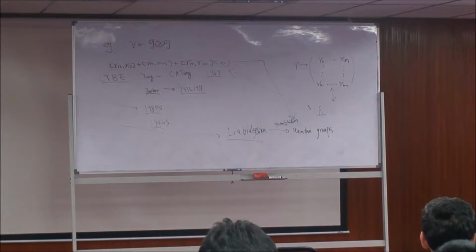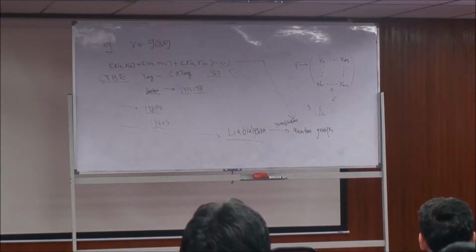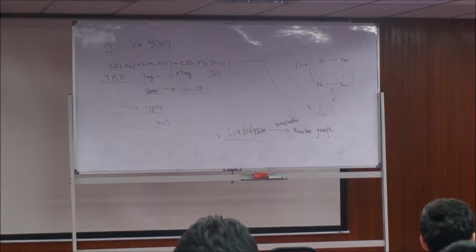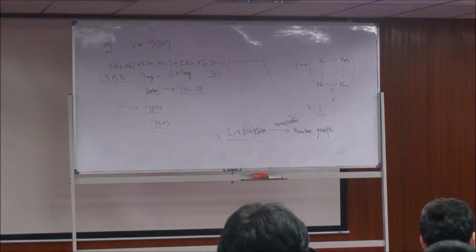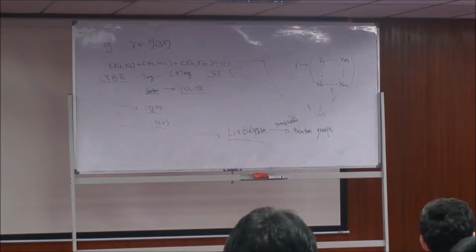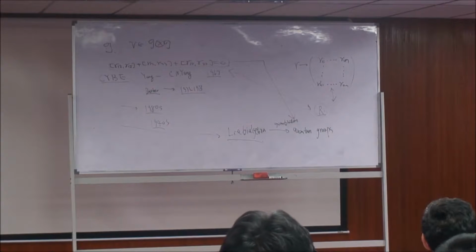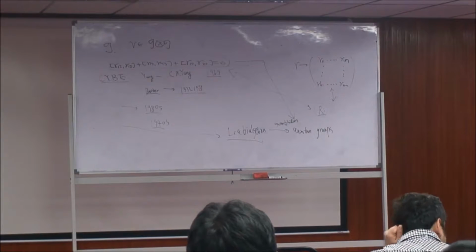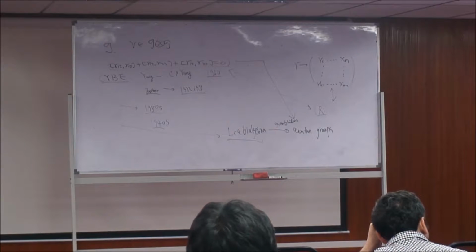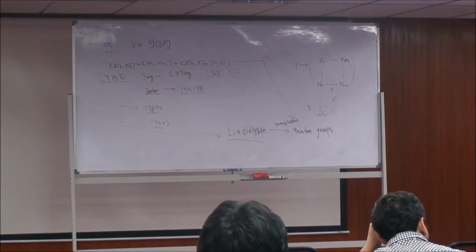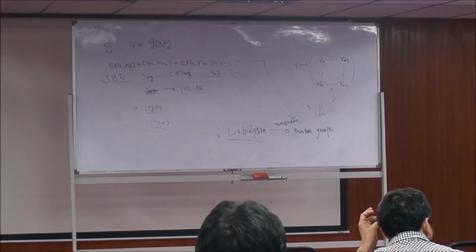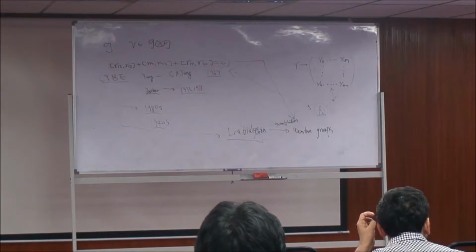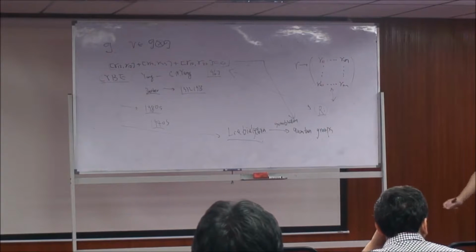One, a constraint condition on the Lie algebra itself: G has a non-degenerate symmetric invariant bilinear form. Here, invariant means B is a bilinear form with B([x,y],z) equals B(x,[y,z]). This is a constraint condition for the Lie algebra itself.